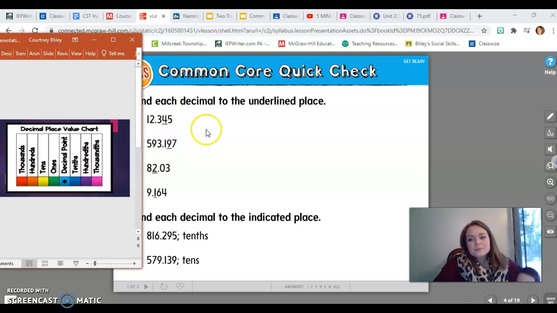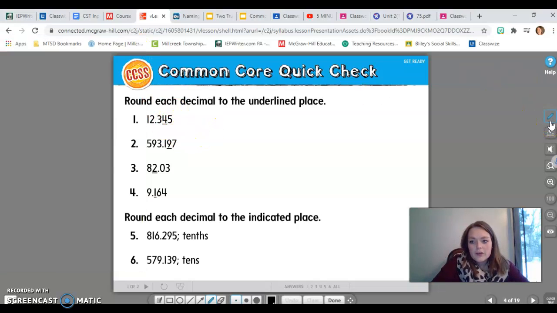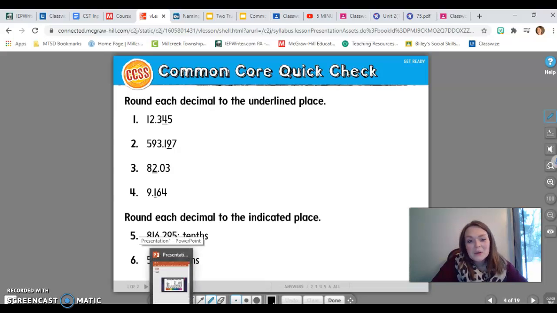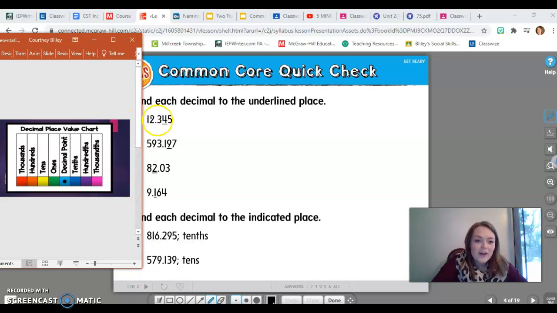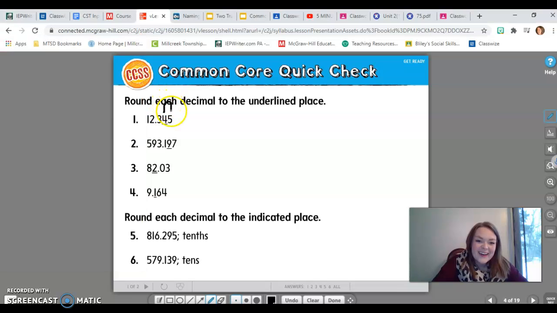Okay, so for our first one, we have 12 decimal 345 thousandths. It's already underlined. We're going to be rounding to the underlined place value. If we look, the 4 is underlined, so we are rounding to the nearest hundredth. We are going to be looking at the 5. So remember, when we're rounding, we are only changing the number that is underlined.